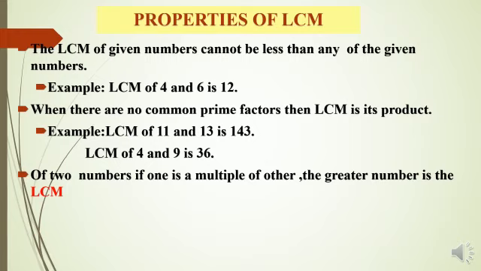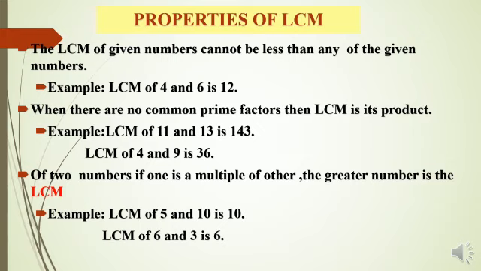Of two numbers, if one is a multiple of the other, the greater number is the LCM. LCM of 5 and 10 is 10. Here, 10 is a multiple of 5, so the greater number, that is 10, is the LCM. LCM of 6 and 3 is 6. Here 6 is a multiple of 3, so 6 is the LCM.